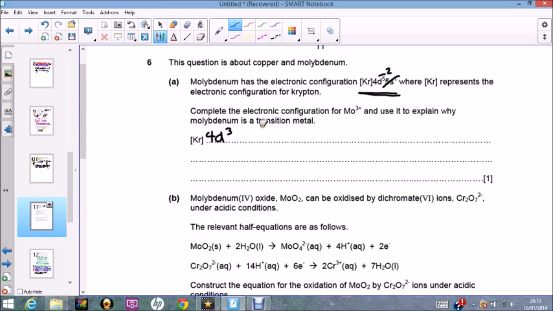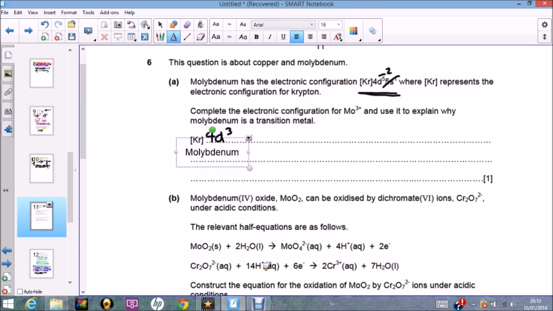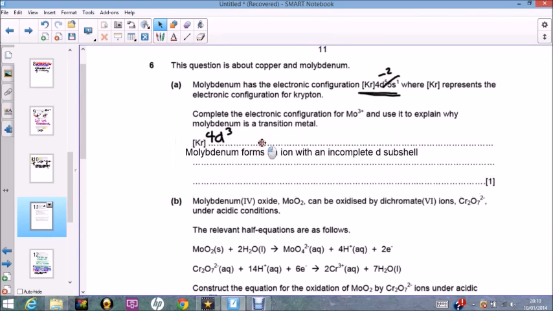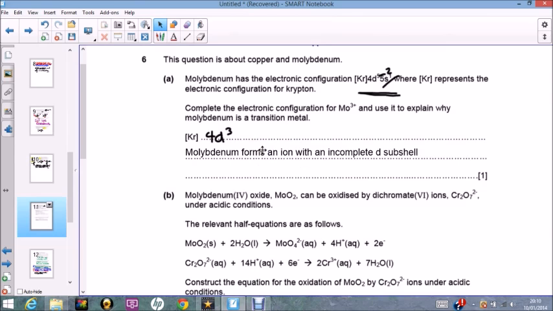It also says use this to explain why molybdenum is a transition metal. So we think back to our definition of transition metals. So we've got our definition of what is a transition element, and we're going to use that to explain why molybdenum is one, and that's because it forms an ion with an incomplete d subshell.